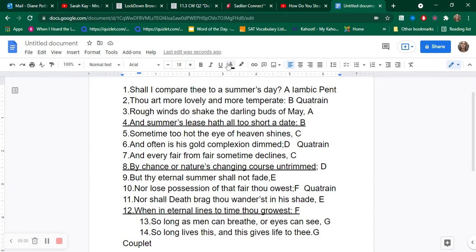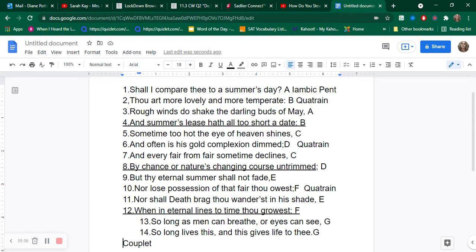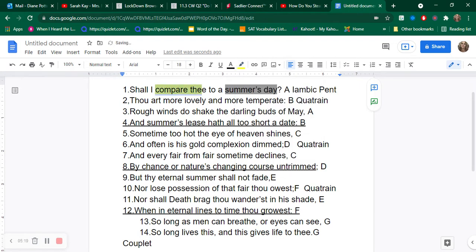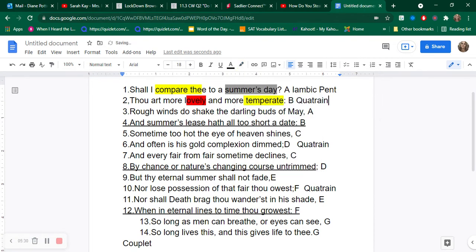Thou art more lovely. Let's see how he does this. Does he compare her to a summer's day? Let's see. Shall I compare thee to a summer's day? Summer's day. Highlight. Yellow. Compare thee to a summer's day. I don't know why it's not yellow. Try to make it yellow. Thou art more lovely and more temperate. So we know she's got to be lovely, and he's going to prove that she's temperate. What is temperate? Temperate is a very interesting word to describe a person.